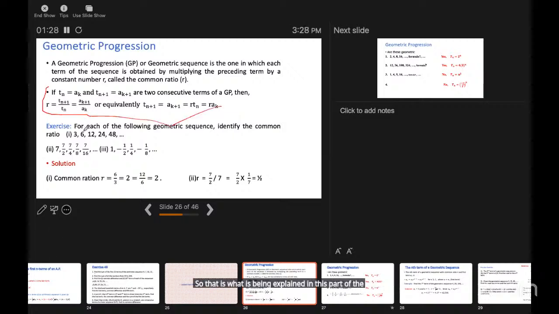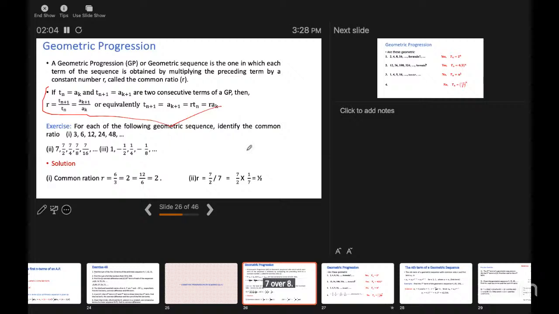Now, for each of the following geometric sequences, identify the common ratio. If you have 3, 6, 12, 24, 48 as a geometric sequence, what is the common ratio? Common ratio will be 2, sir. 2. So, a term divided by the preceding term. If I take 24, the ratio R will be 24 divided by 12. If I take 48, it's 48 divided by 24. The same thing, number 2.